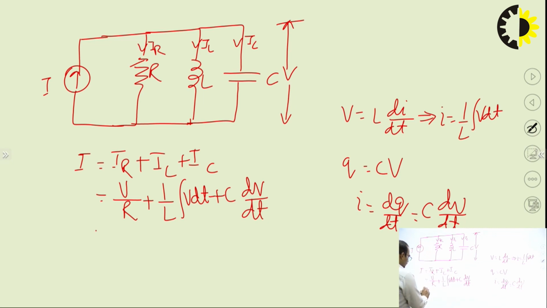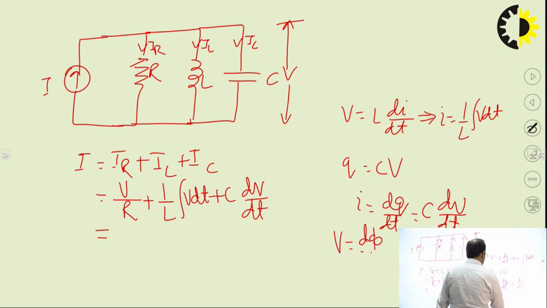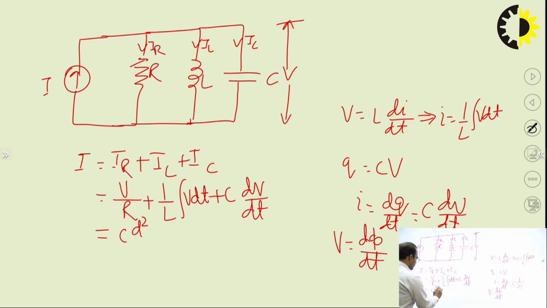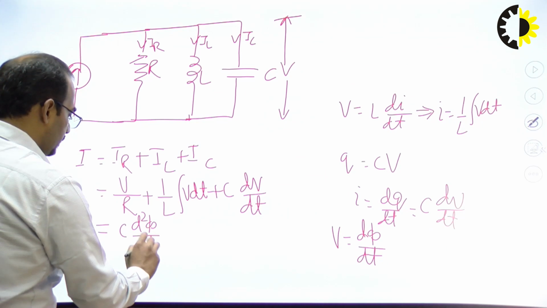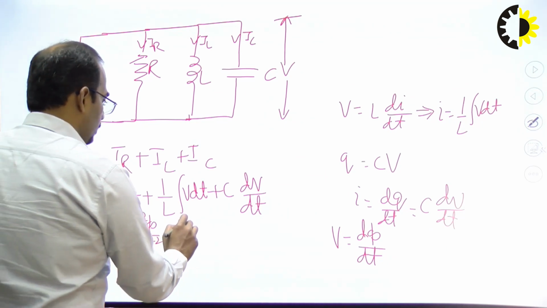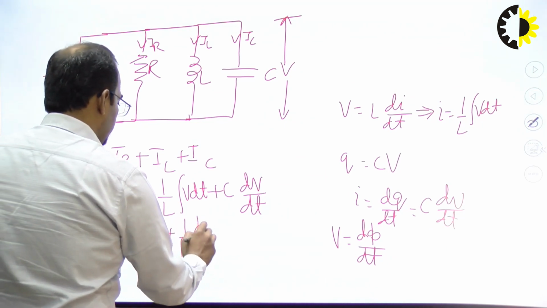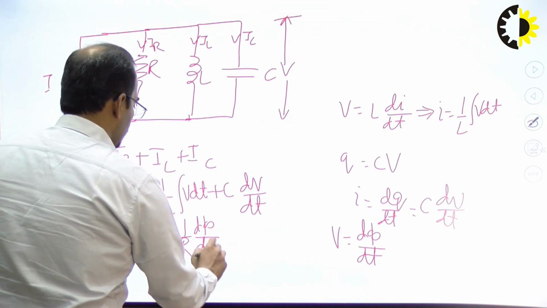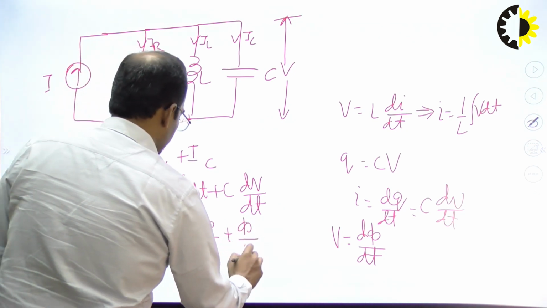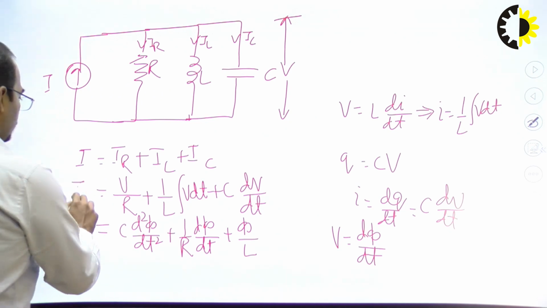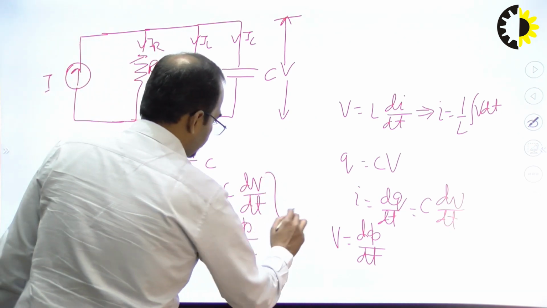So we can write this equation. What is the relation between voltage and flux? V is equal to d phi by dt. So we can write C d square phi by dt square plus 1 by R d phi by dt plus phi by L. This is the equation for this network. Say this is equation 1.